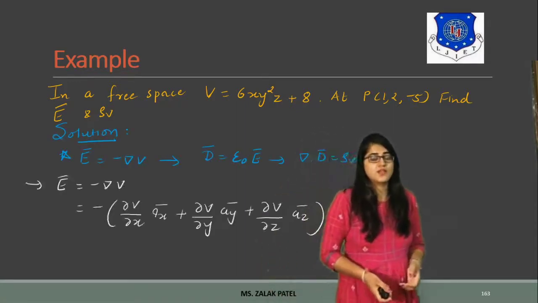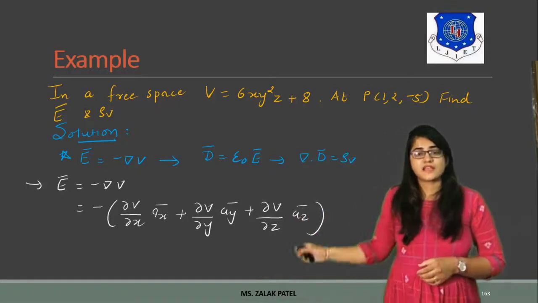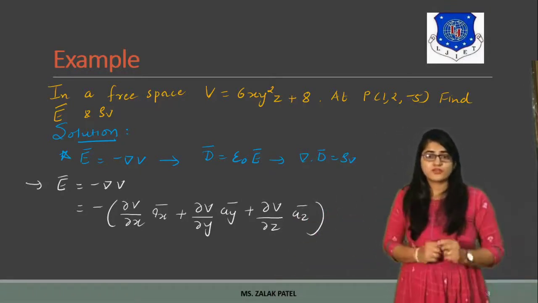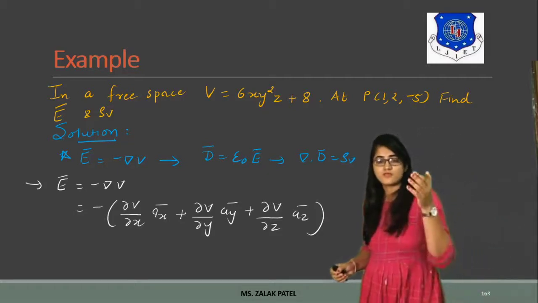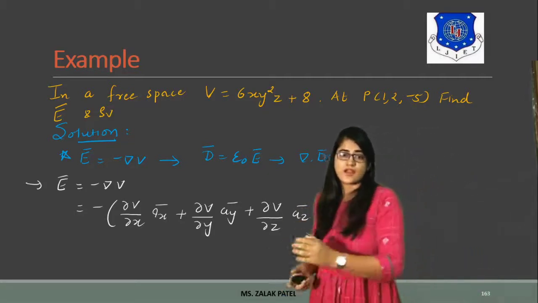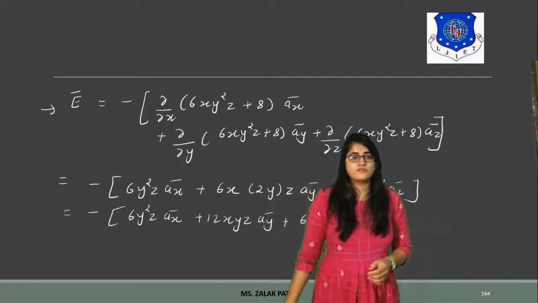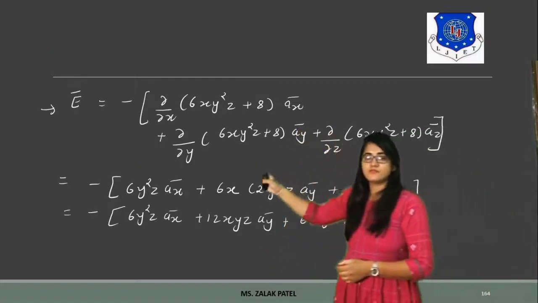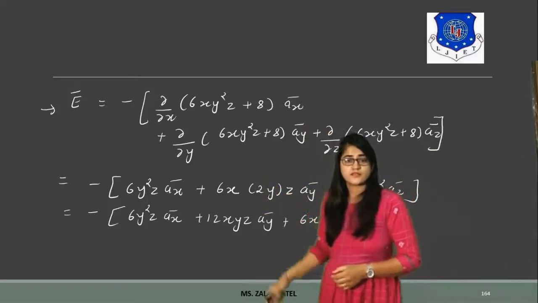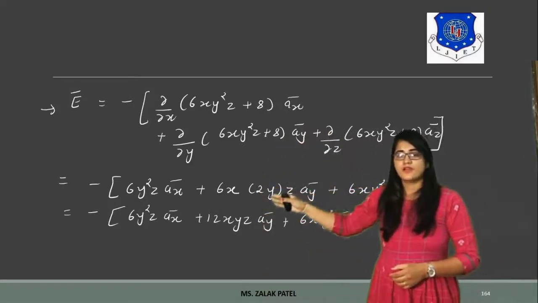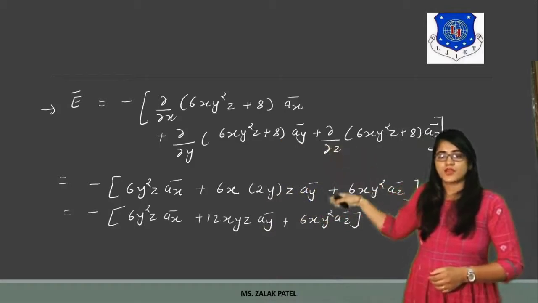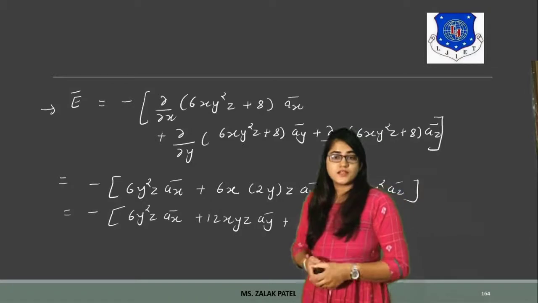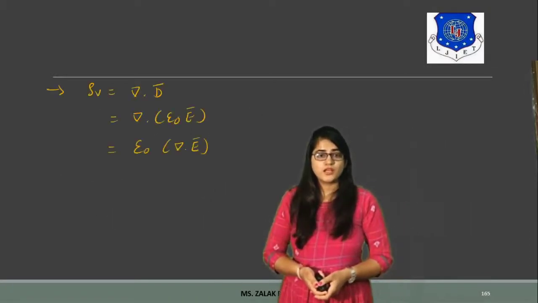minus del V. The equation is minus del V by del x ax plus del V by del y ay plus del V by del z az. We have the equation of V. We have to take the partial differentiation with respect to x, y, and z. So it will be like this. If we do the partial differentiation with respect to x, it will be like this: minus 6y square z x. With y, you get this value, and with respect to z, you get this value 6xy square z. So this is the electric field intensity for the given potential.